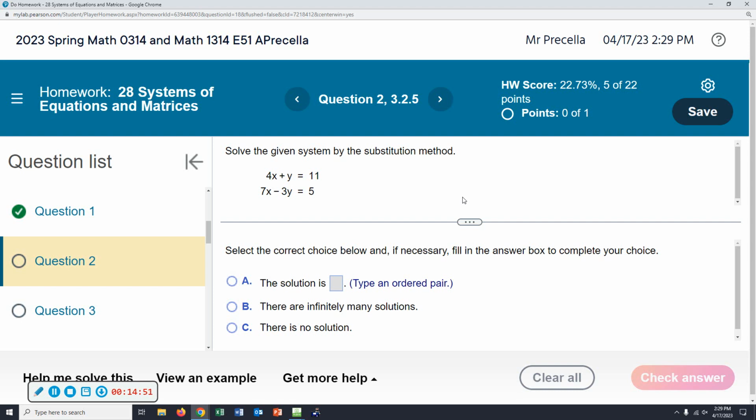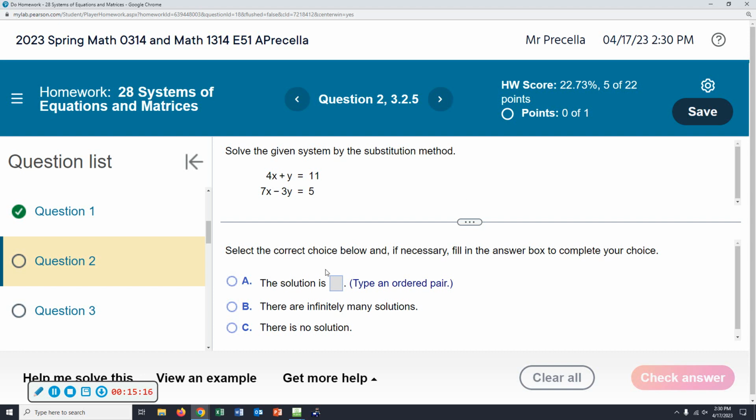And 7x minus 3y equals 5. Doesn't matter whether it's x or y, just get it by itself. Did y'all hear that? We can isolate this y by just moving the 4x over, by subtracting 4x. So if I move the 4x over here.